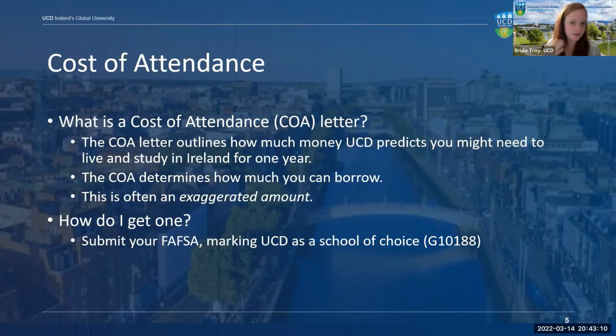If you submit your FAFSA after that, don't worry, there's still time. Then you will receive it normally within 3 to 4 weeks of submitting your FAFSA. If you've already submitted your FAFSA, but you just didn't use UCD's school code, no problem. You can just log into the website and add us on there. That way we can be sure to receive your information.